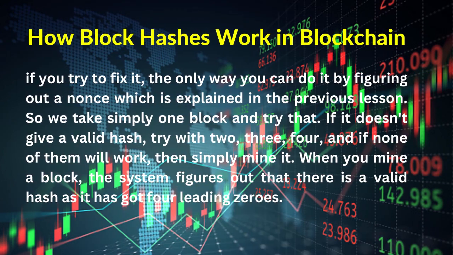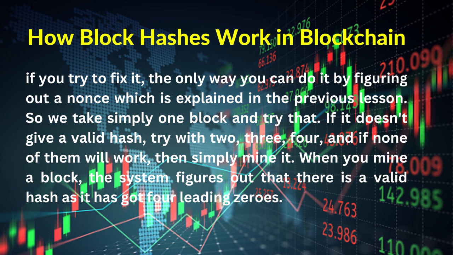Now, if you try to fix it, the only way to do it is by figuring out a nonce, which is explained in the previous lesson. So we simply take one block and try that. If it doesn't give a valid hash, try 2, 3, 4, and so on, until one works. When you mine a block, the system figures out there is a valid hash.